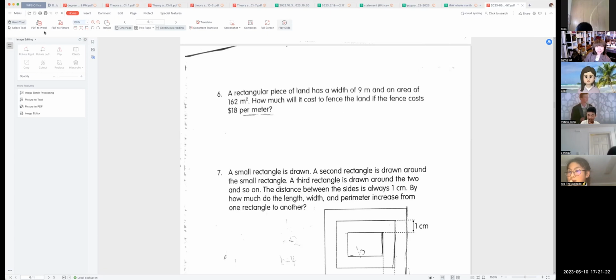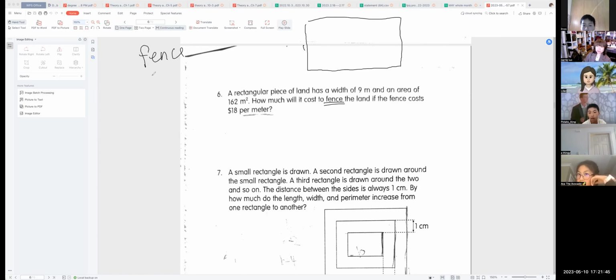Okay, so let's take a look at this one. A rectangular piece of land has a width of 9 meters and an area of 162 meters square. How much would it cost to fence the land if the fence costs $18 per meter? So what is the difference between a fence and a carpet? That is something I want to ask you, okay? A fence is not cheap.